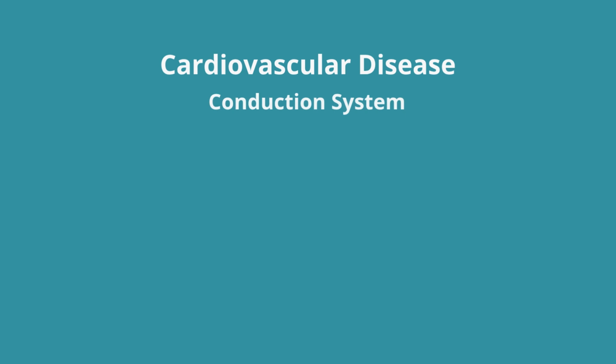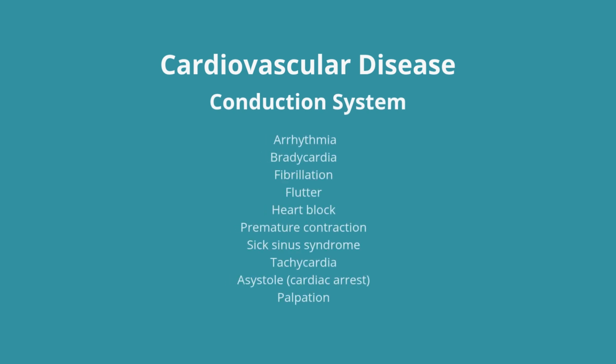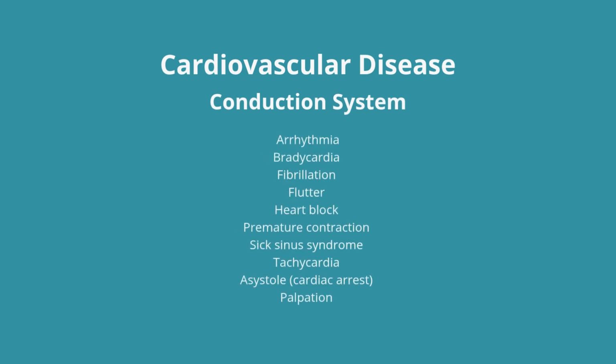Moving into the conduction system, you see many different arrhythmias, like bradycardia, fibrillation, flutter, heart block, premature contraction, sick sinus syndrome, and tachycardia. Also asystole, and you can feel palpitations.